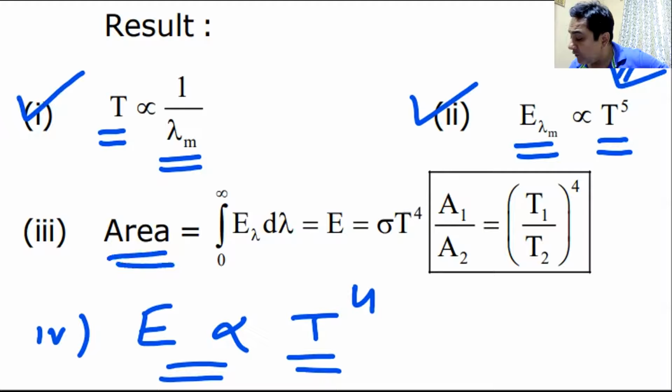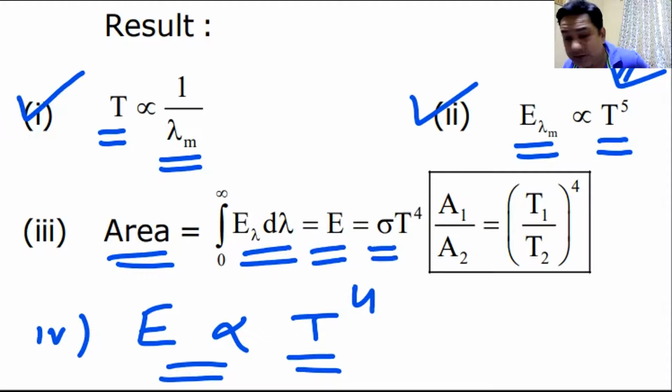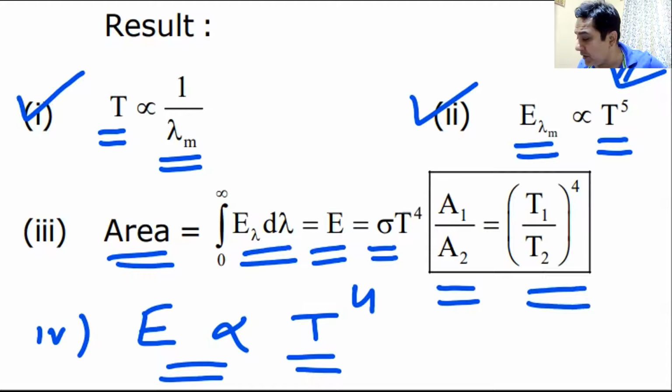The area of the Eλ versus λ graph will give us the total emissive power, which is equal to εσT raised to the power 4. Their areas A1 and A2, the area under this graph, is proportional to (T1/T2) raised to the power 4. Do we understand all these points that I've highlighted?